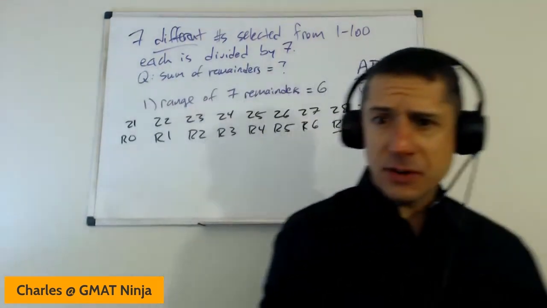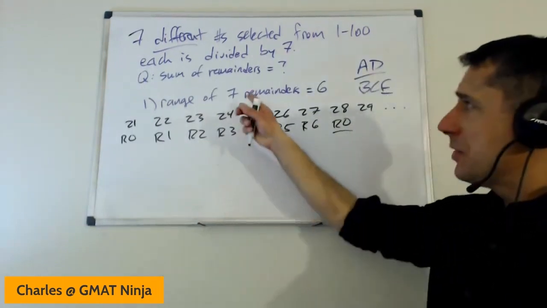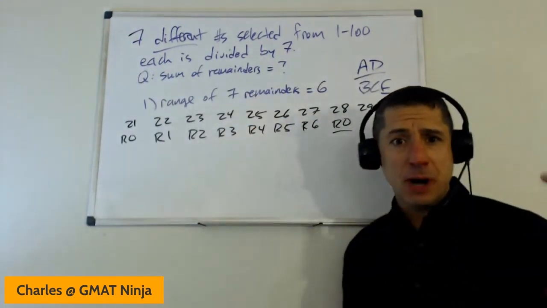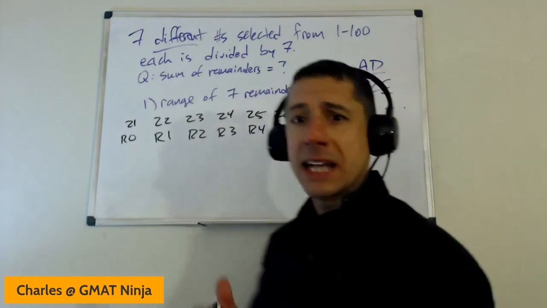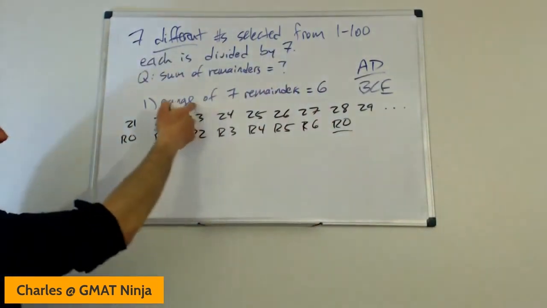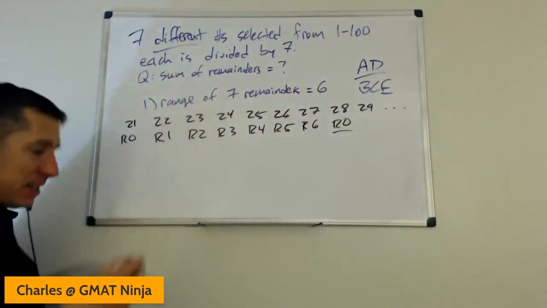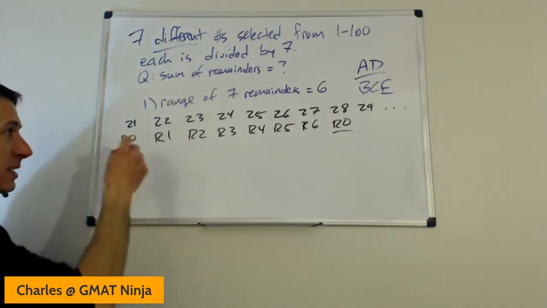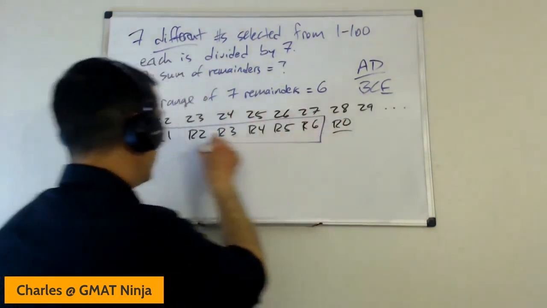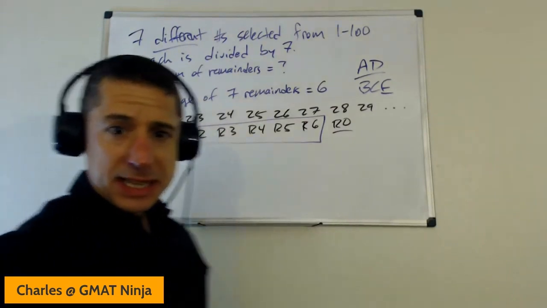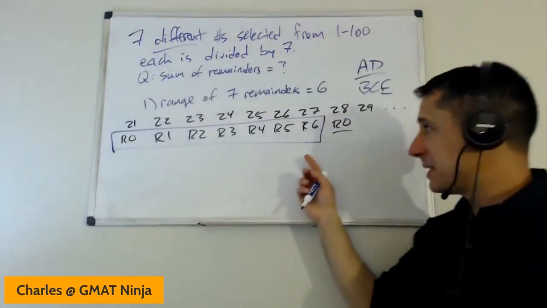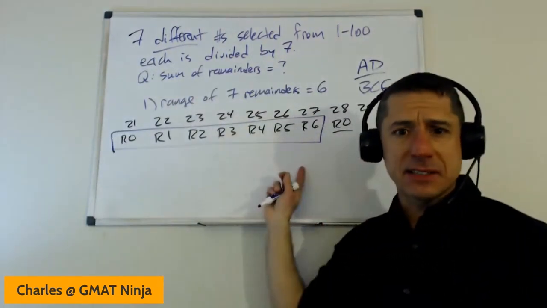You can use that for not so good. The range of the 7 remainders is 6. So that might prompt you to say, yep, cool, that means we're covering all of them. If the range of the 7 remainders is 6, that means we've got all of these covered from 0 to 6, and that must mean we have each of those in there. So the sum of the remainders must be whatever the sum of all the integers from 1 to 6 is.